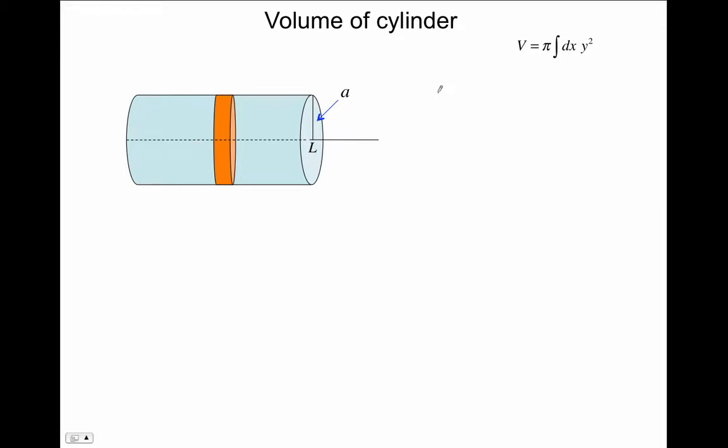The application to finding the volume of a cylinder is very trivial. All we need to know is that y is a, and so the volume V is pi integral dx a squared. If we put the origin of coordinates over here, so this is x equals 0, then we simply integrate from 0 up till L, and that of course is pi a squared times L. That's just the cross section times the length of the cylinder.